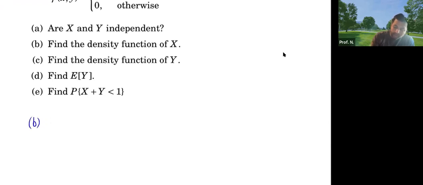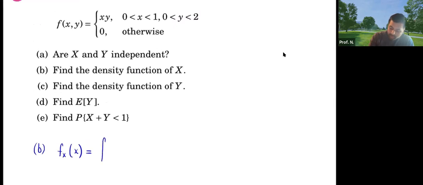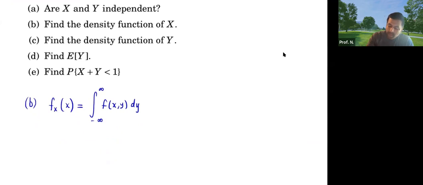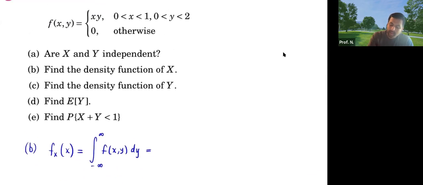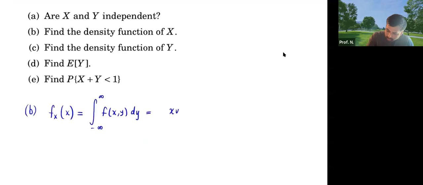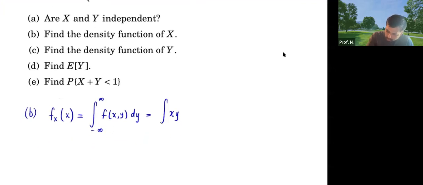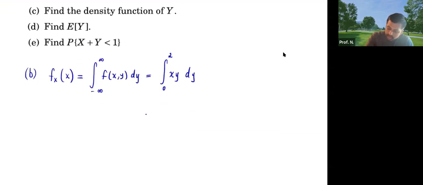I want to find the marginal density function of X. So I want to find f of X. How would we get that? We would have to integrate from negative infinity to infinity of our joint, and we want to integrate with respect to y. So we clear all the y's. We add up all the y's together. And so then we have xy, and y goes from 0 to 2. This is dy.